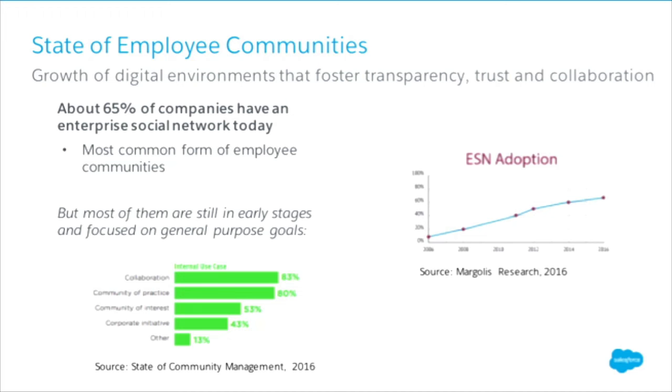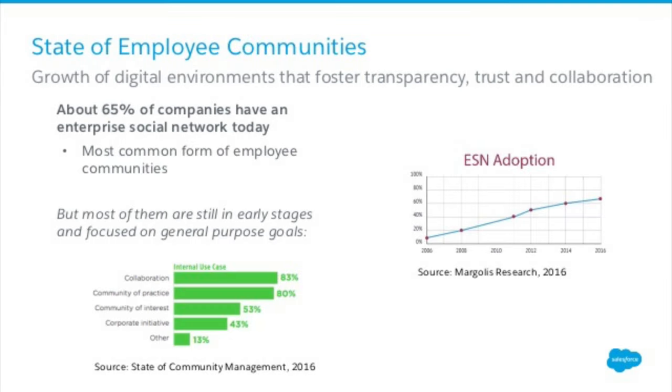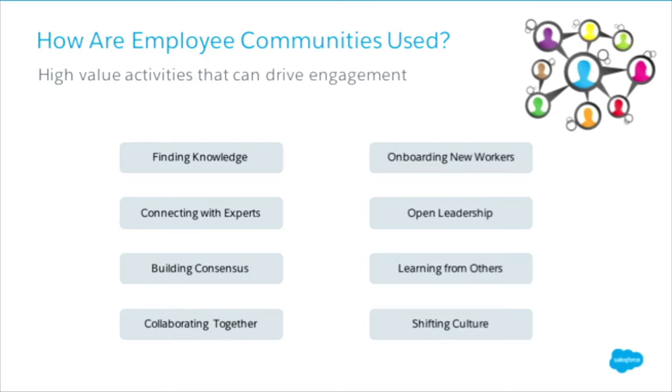So when employees can find knowledge more easily and quickly, they don't feel like there's a bunch of people in the organization who must know a lot of things, but they can't get access to them, right? That's another leading source of disengagement. And so connecting with experts, finding well-regarded people inside the organization and being able to ask questions, these directly lead to higher levels of engagement. And you can use employee communities to build consensus.